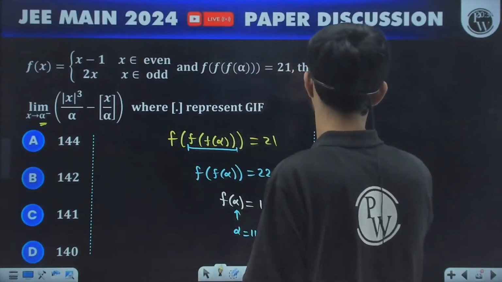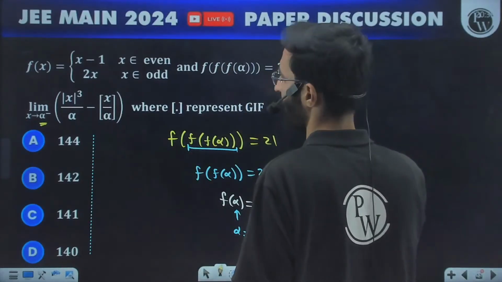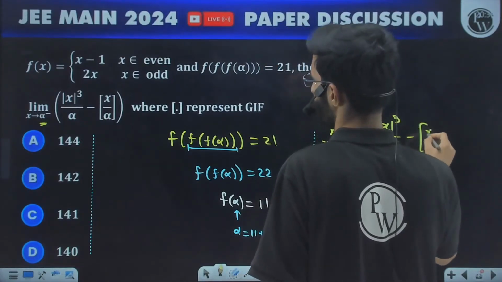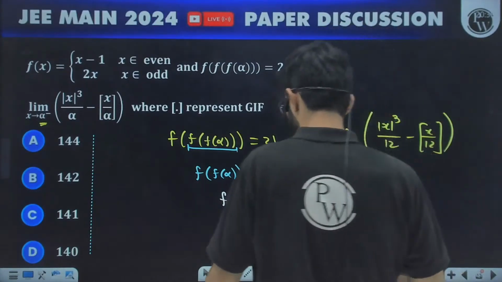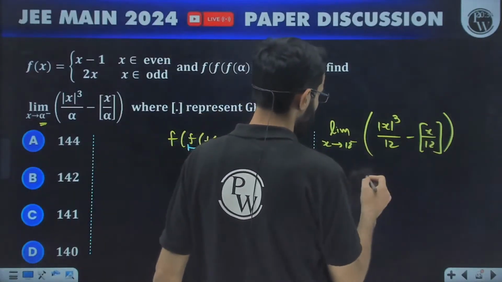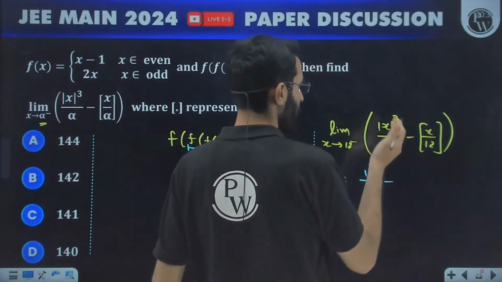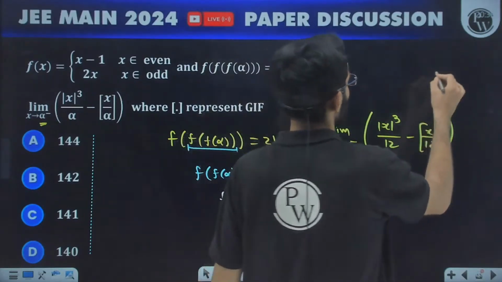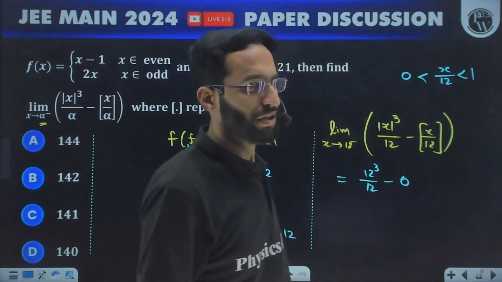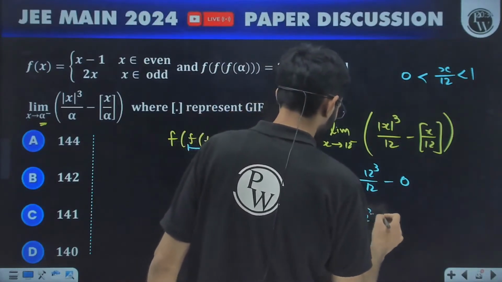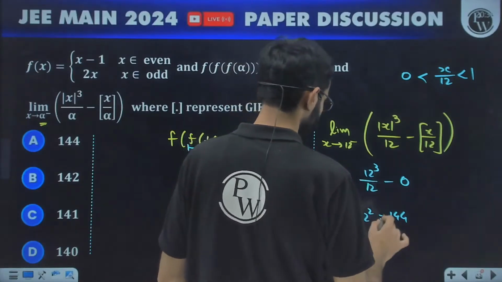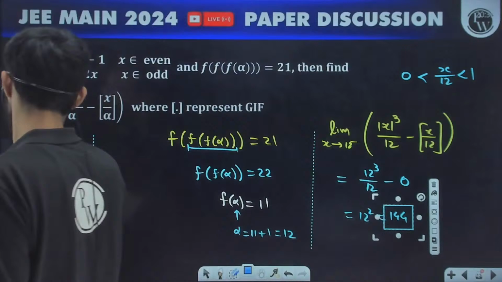So here, the limit as x tends to 12 minus of mod x cube by 12 minus greatest integer of x by 12. If x tends to 12 minus, that means x is less than 12, so its modulus will become 12 only, 12 cube by 12, minus: since x is less than 12, x by 12 will be less than 1 and definitely greater than 0, so the greatest integer will become 0. Final answer will be 12 square, which is 144. Hope this is clear to you. Can we move towards next question, please?